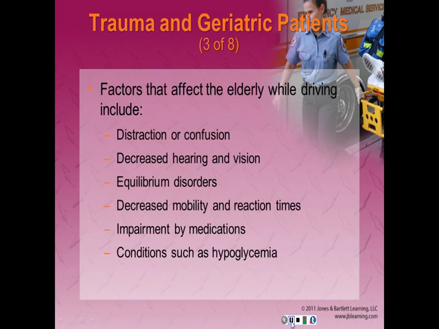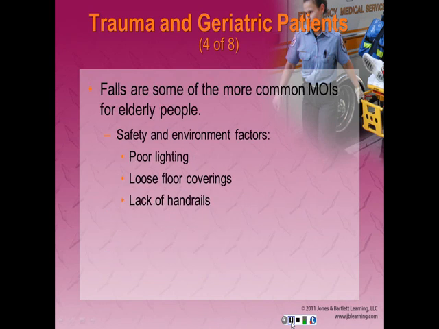According to the National Highway Traffic Safety Administration in 2008, 183,000 older people were injured in traffic crashes. Factors that affect elderly people while driving include distraction or confusion, decreasing hearing and vision, equilibrium or balance disorders, decreased mobility and reaction times, impairment by medications, as well as conditions such as hypoglycemia. Because of changes in the body, elderly pedestrians are more likely to have life-threatening complications after being struck by a vehicle. Falls are some of the more common mechanisms of injury for the elderly population.